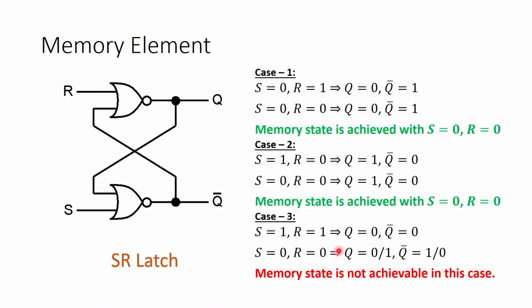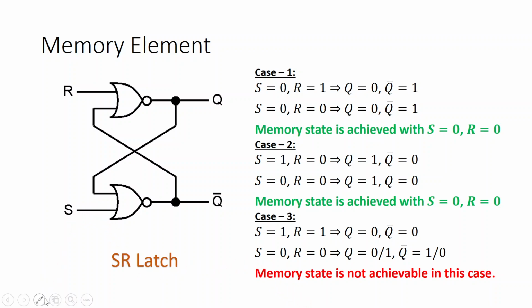And one thing we note now, that even practically what we achieve is different from what we had got when we had given S equals to 1, R equals to 1. The output we had got that time was 0 0, and now when we have made S equals to 0, R equals to 0, the output is not 0 0 anymore. So with S equals to 0, R equals to 0, we are unable to achieve the memory state if we had started with the configuration S equals to 1, R equals to 1.